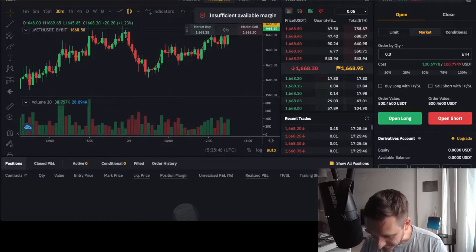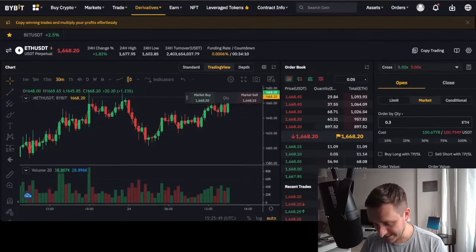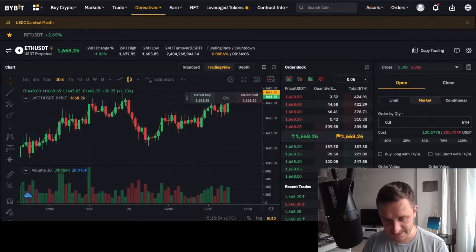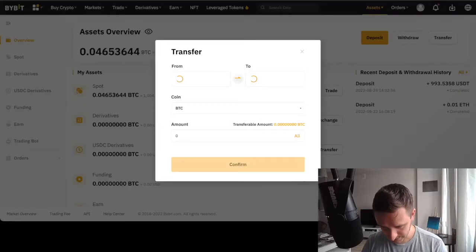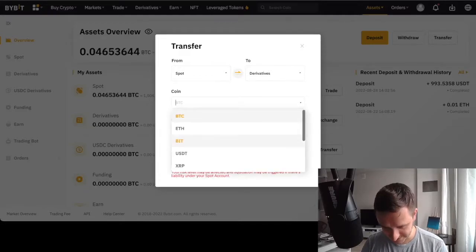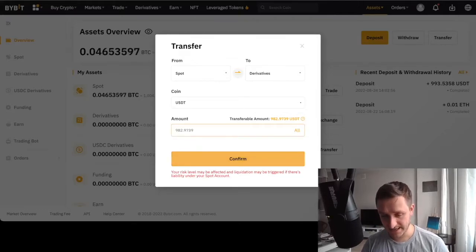Okay, yeah, so that's another thing I have to do. Insufficient collateral, which means I have to transfer my assets between spot and derivatives. So transfer spot to derivatives, right? I'm going for USDT, and let's transfer all of it from spot to derivatives, so I'll be able to use perps.